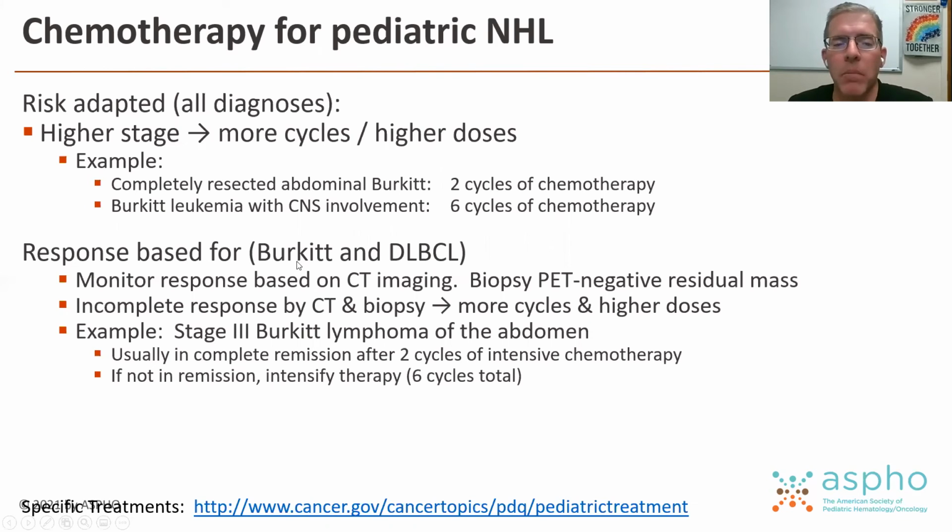Therapy is often response-based for Burkitt and large B cell. So we monitor response based on CT imaging, and we would do biopsy for any PET negative residual masses. If you have an incomplete response by CT and biopsy, you get more cycles of therapy and higher doses. So if you have a stage 3 Burkitt lymphoma of the abdomen, they should usually be in a complete remission after a couple cycles of intensive chemotherapy, but if they're not, we intensify therapy and give them 6 cycles.